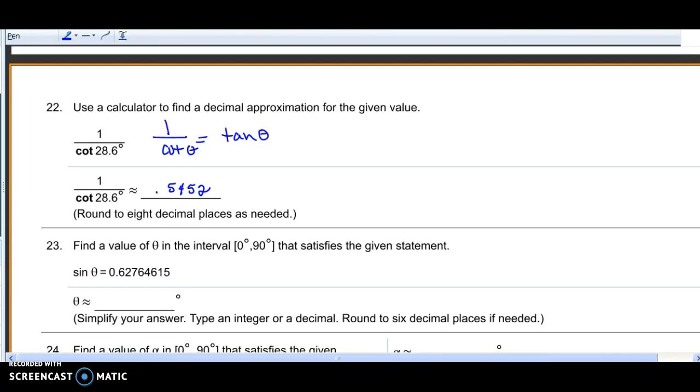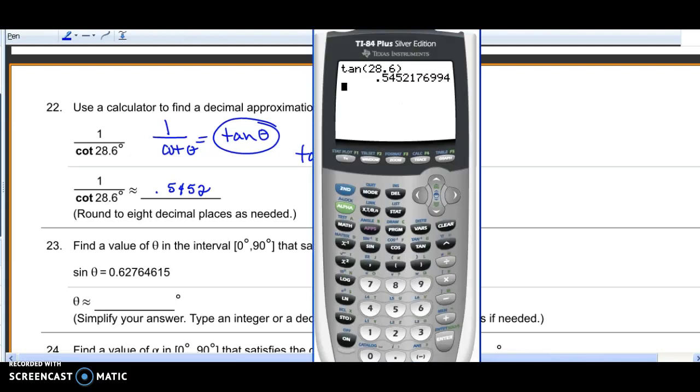Okay, question 22. We want to find the decimal approximation for 1 over cotangent of 28.6. Well, I know that 1 over cotangent is the same thing as tangent. So all I need to do is find tangent of 28.6. Now, when you don't have the degrees, minutes, seconds, you don't need to pull up the degree mark and type that in. Your calculator will just look like this. Tangent of 28.6. You're in degree mode, so you're good to go, and the decimal is 0.5452.